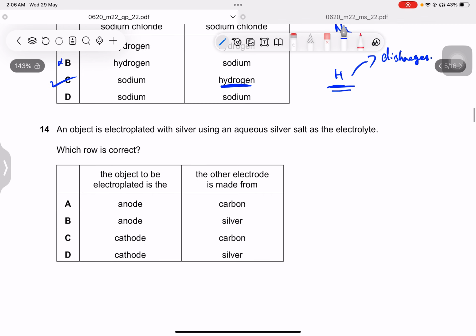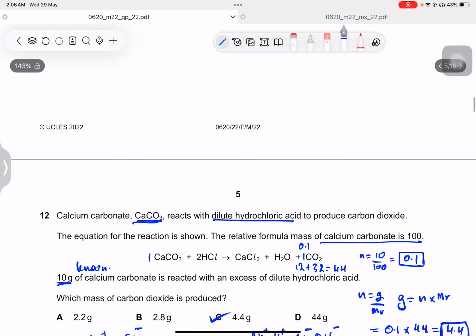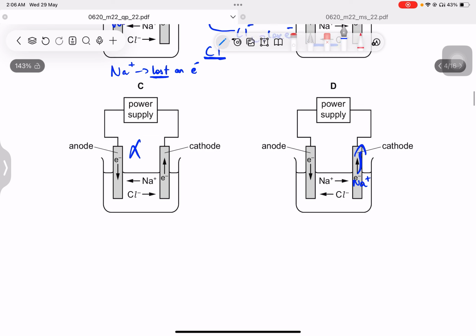Next, an object is electroplated with silver using an aqueous silver salt as the electrolyte. So which row is correct? The object to be electroplated is the anode or the cathode. The other electrode is made from either carbon or silver. So let me show you from this diagram.